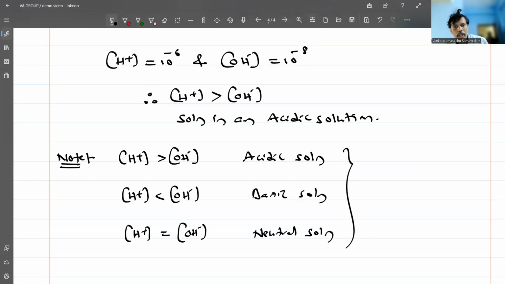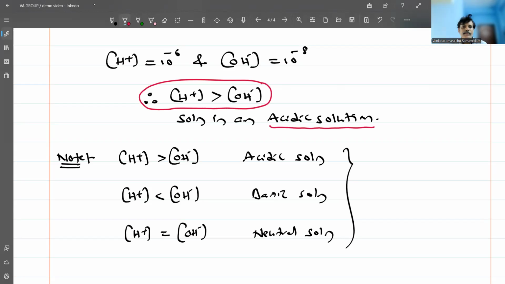So according to the data I gave, if you want to know whether the solution is a neutral solution, basic solution or acidic solution, 100% we have to know this condition. Already here I mentioned, what I got was the H plus ions concentration and OH minus ions concentration relationship is H plus greater than that of OH minus. Therefore, the solution becomes acidic. So this is about ionic product of water and different applications.